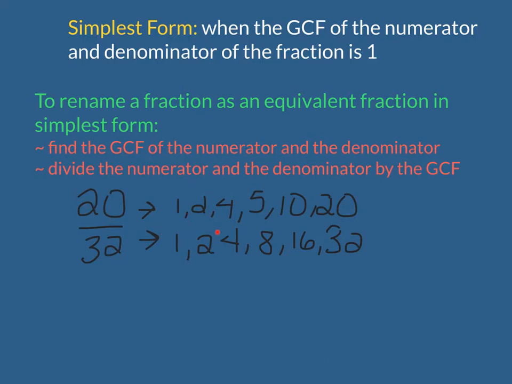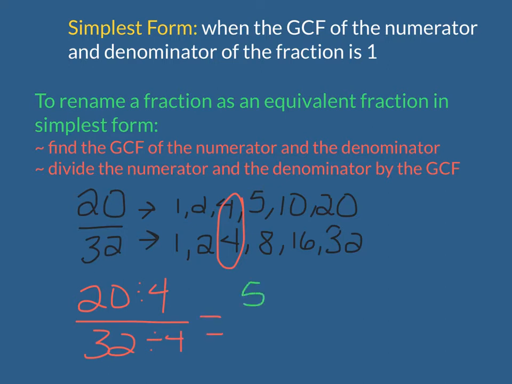So we've got a 1 in both. We have a 2 in both. A 4. Here we have a 5, but not down here. Here we have a 10, but not down here. And here we have a 20, but not down here. So our greatest common factor is going to be the 4. So that's our GCF. We need to divide both the numerator and the denominator by that. So 20 divided by 4 over 32 divided by 4 equals. So 20 divided by 4 equals 5. And 32 divided by 4 equals 8. So that is the fraction in simplest form.